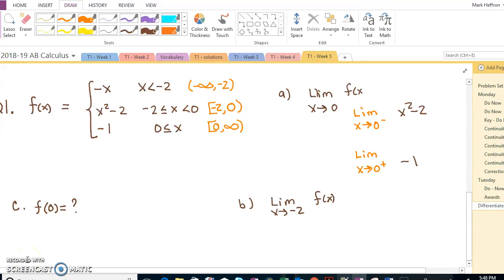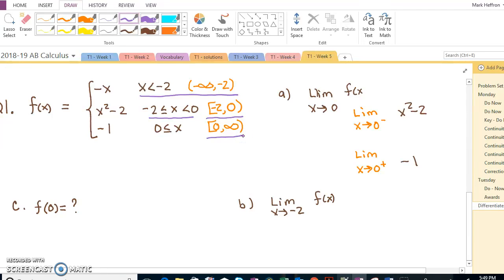I've added the domains for this piecewise function in interval form because I think it's sometimes easier to see. Less than -2 is negative infinity to -2. The second one includes 2 but not 0. And the third one includes 0 and goes all the way to infinity.